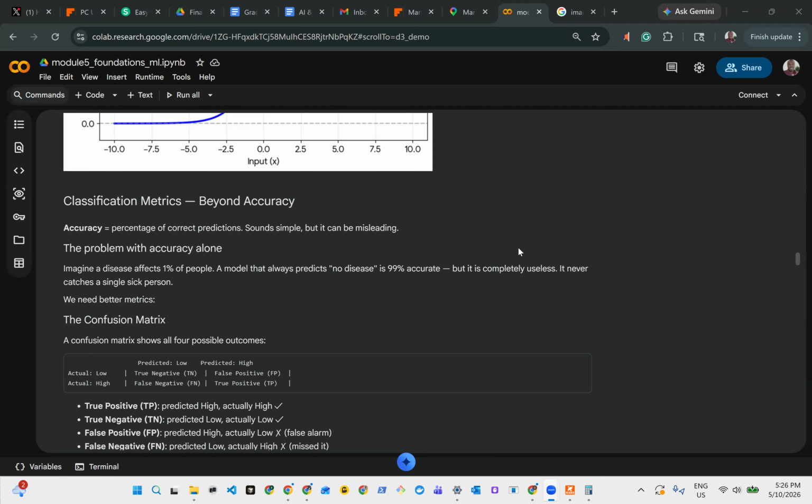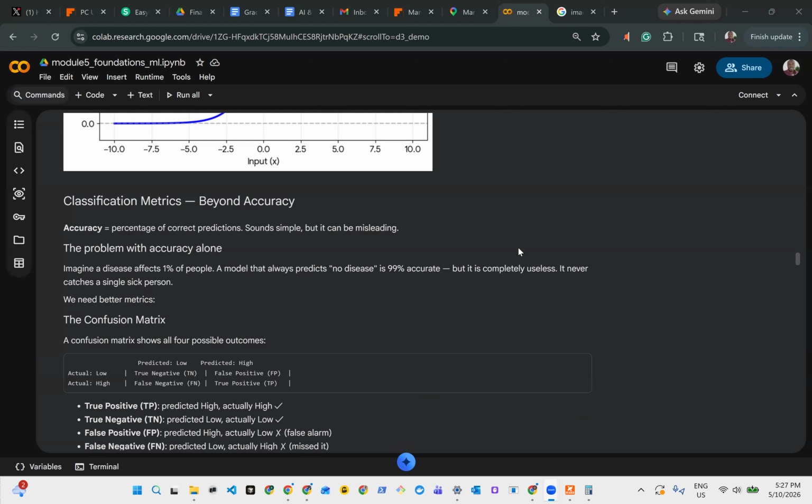Usually you will say accuracy might be enough for us to evaluate the classification model, but classification accuracy as a metric is not enough. Accuracy itself is just a percentage of correct predictions. So it sounds simple, but it can be misleading.